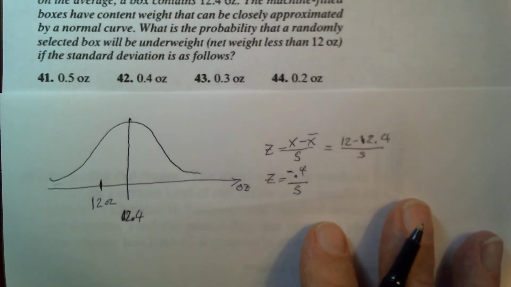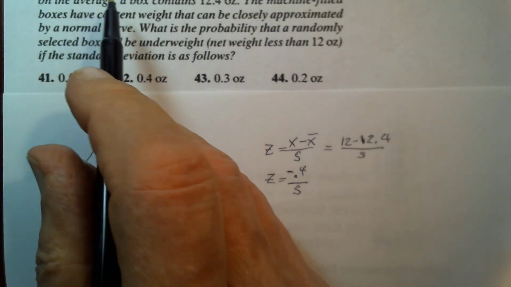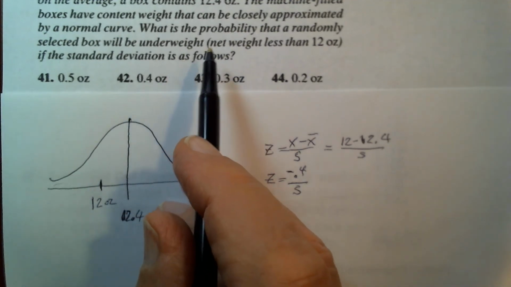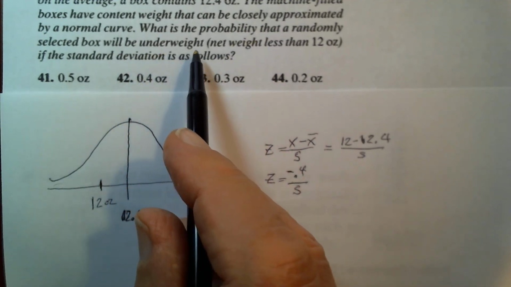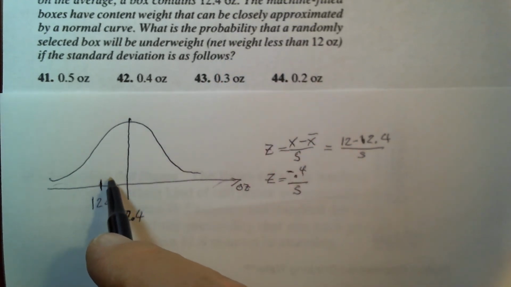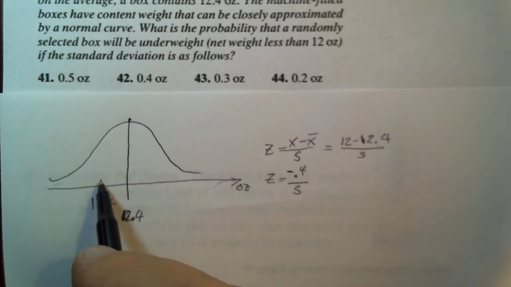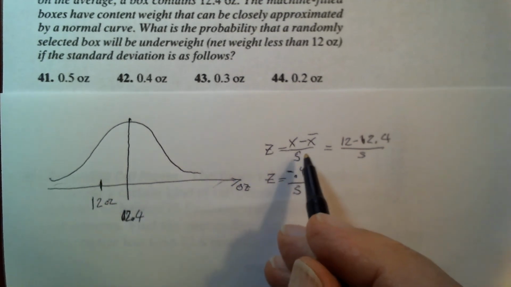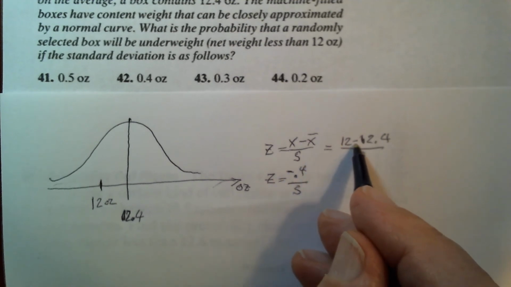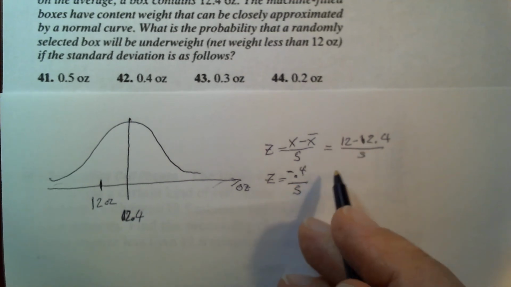So we begin with a little normal curve with a mean of 12.4, because we're told the average is 12.4 ounces. And so we ask, what's the probability that a randomly selected box will be underweight, net weight less than 12 ounces, if the standard deviation is as follows. So we have our normal curve, 12.4 and 12 ounces being here. And then our z-score would be x minus x bar divided by s. And so it's 12 minus 12.4 divided by s, or 0.4 divided by s.